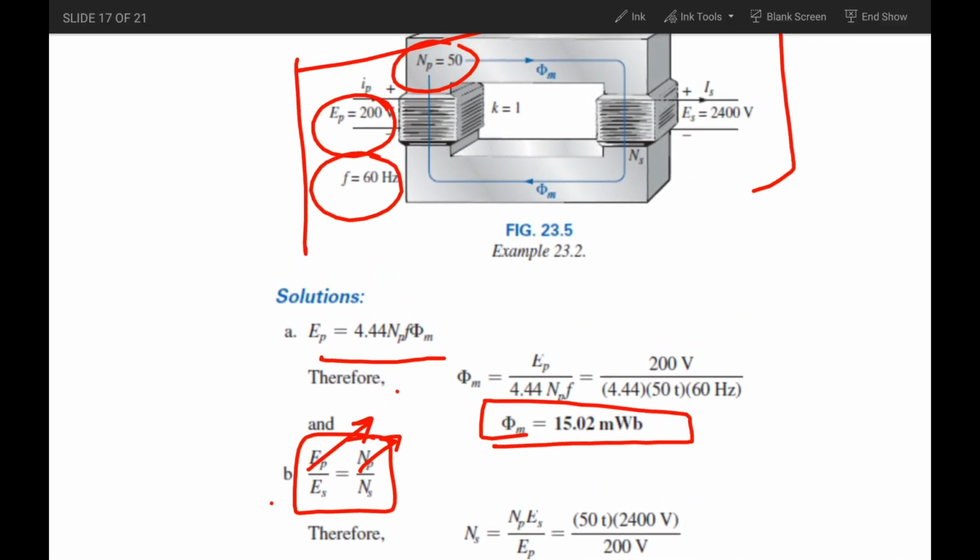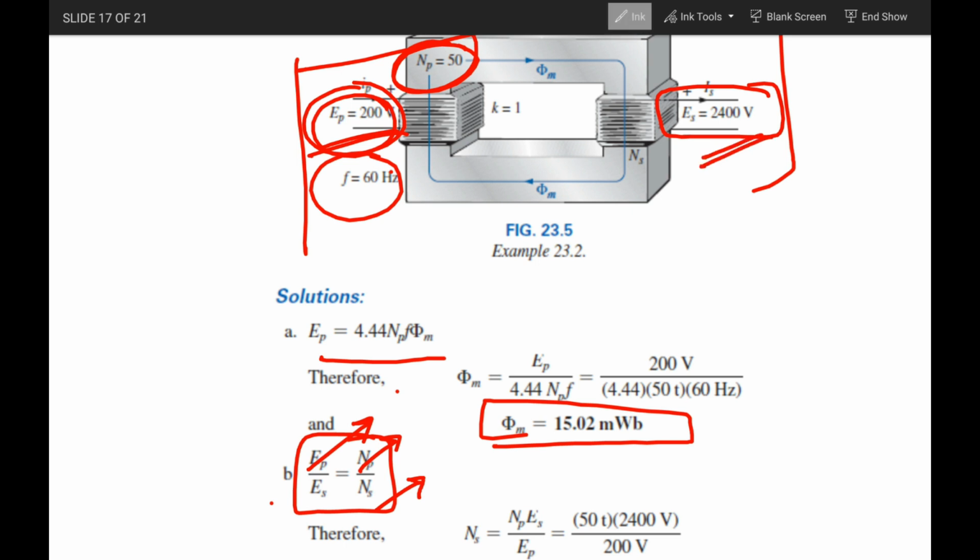Okay, so here we know EP, it is given here 200 volt. We know NP, it is 15. We know ES, which is 2400 volt. So we can definitely get the value of n suffix s from this formula. And if you notice another thing, here 200 volt is supplied, where we are getting 2400 volt. So a huge stepping up has been done here. So definitely you can say the corresponding transformer ratio.